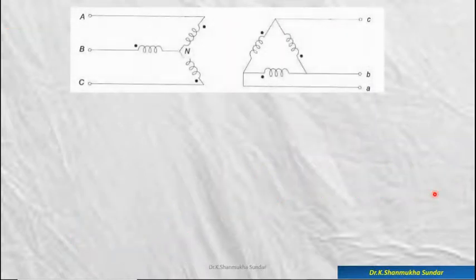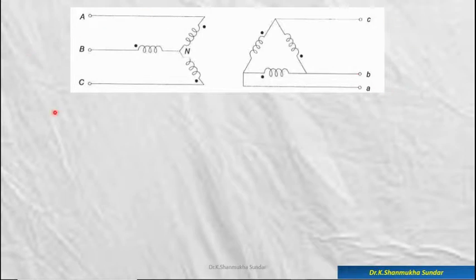Now let us see another example. So the star side quantities lead the delta side quantities when the star delta transformer is excited with positive sequence voltages. This is what we have studied. In the second case, when it is excited with negative sequence voltages, star side quantities lag the delta side quantities by an angle of 30 degrees. This is what we have studied. Please keep it in mind. However, this depends on the labeling of these terminals.